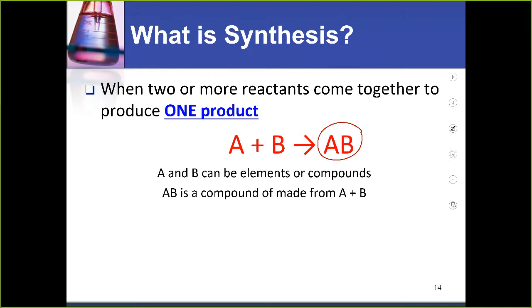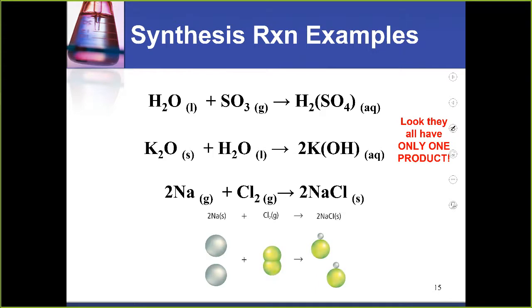So if I give you a giant list of reactions and I ask you, pick out all the ones that are synthesis, you can literally go down the list and select all the ones that have one product. Those would all be synthesis. Okay? So synthesis generic is A plus B react to produce AB. All right?